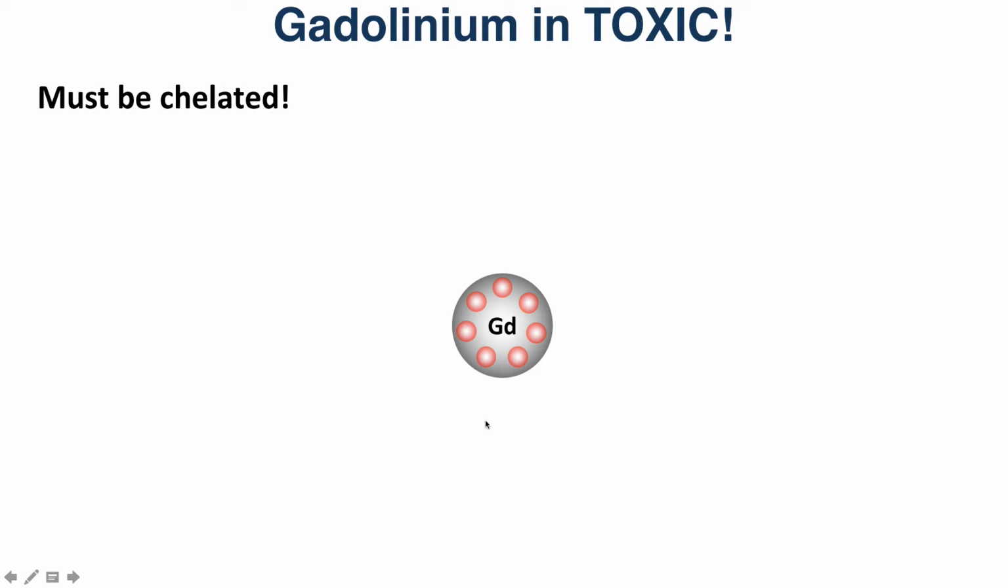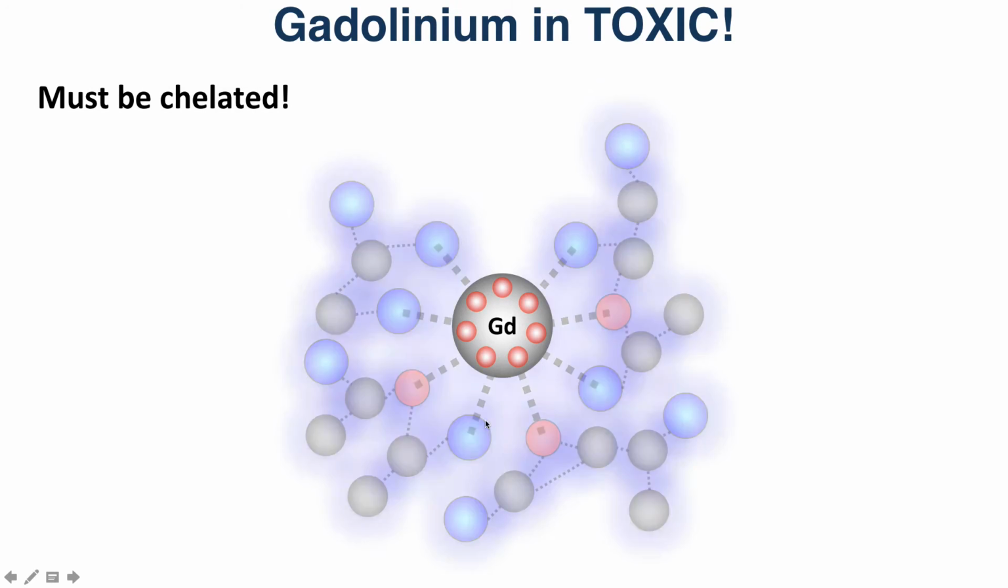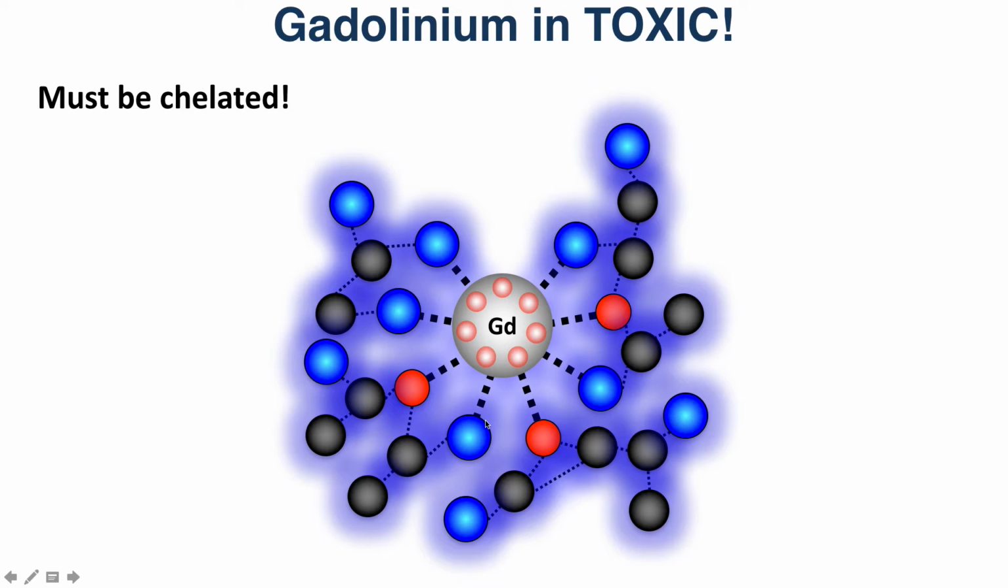We must chelate it. So we take this gadolinium and we attach it. So there's usually 7, I think, coordination sites, and we attach it to this molecule. And this molecule could be DTPA, it could be BMA, BMEA, etc. There's all these different chelators that we can attach this gadolinium to. This one, this molecule, anyone recognize this one? This one is DTPA.